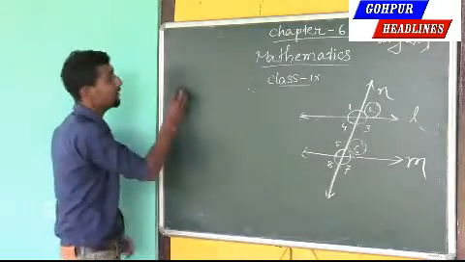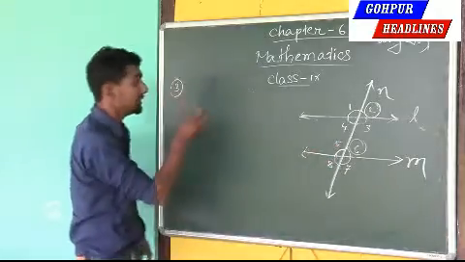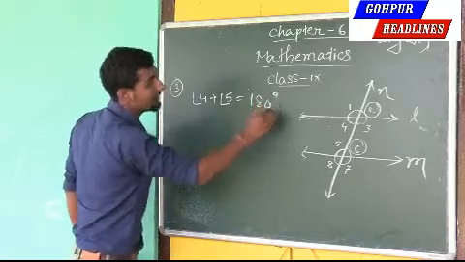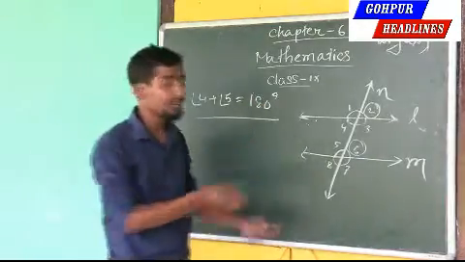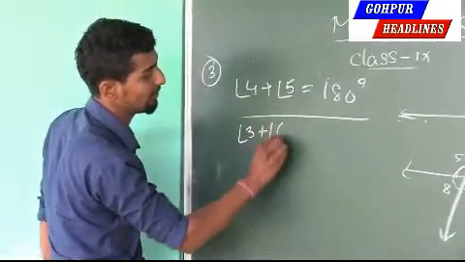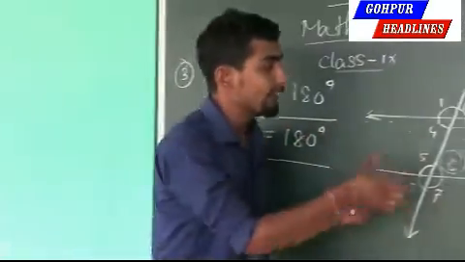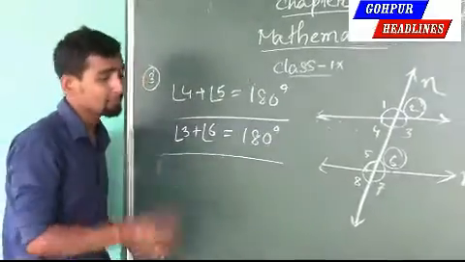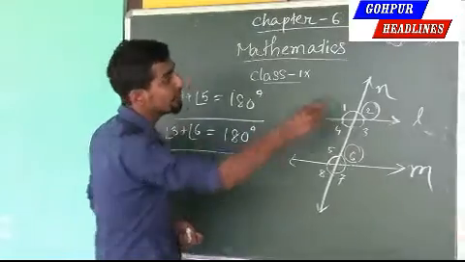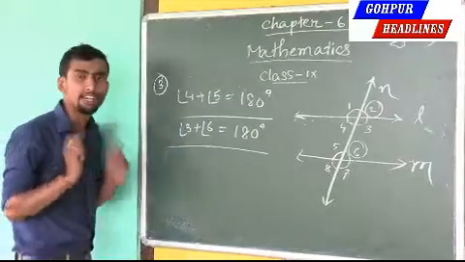So the third condition is that a pair of conjugate interior angles, suppose 4 and 5, when we add these two, we get a supplementary pair, that is 180 degrees. And again angle 3 plus angle 6 is also 180 degrees. Because whenever the two lines L and M are parallel and N is the transversal, we get three conditions.